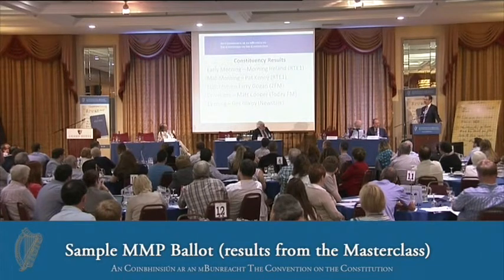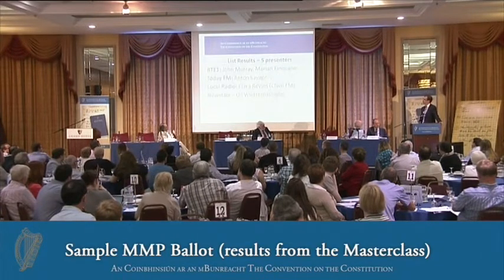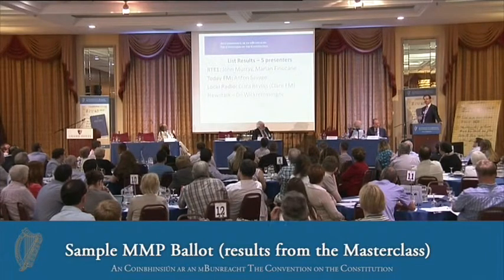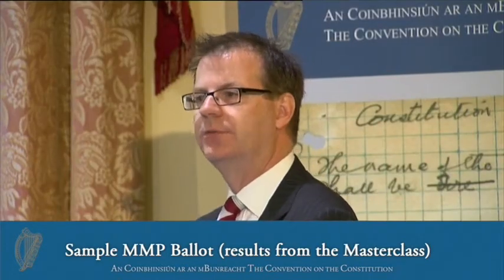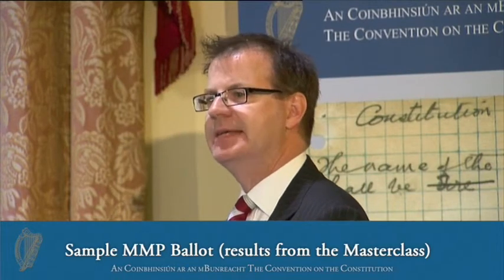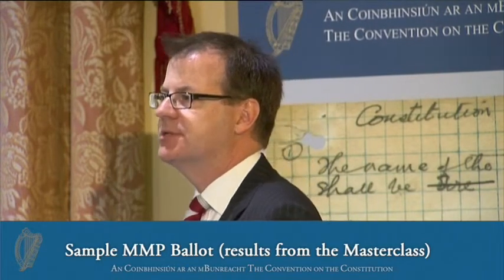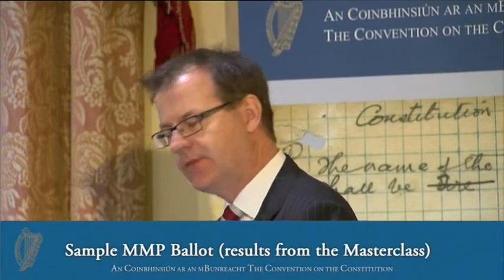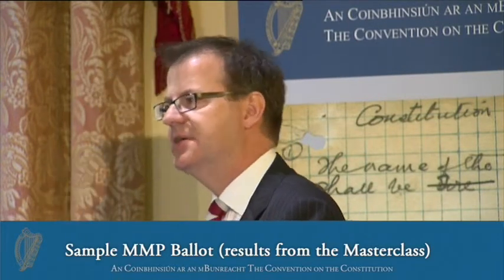So we move on then to the bit which I think people struggle with the most, which is the list results. So everybody voted for a party. Every party put forward 5 people on a list. Our steering group members, Aideen and Owen, very kindly acted as party headquarters, and they ranked the candidates in the order in which they were to appear.